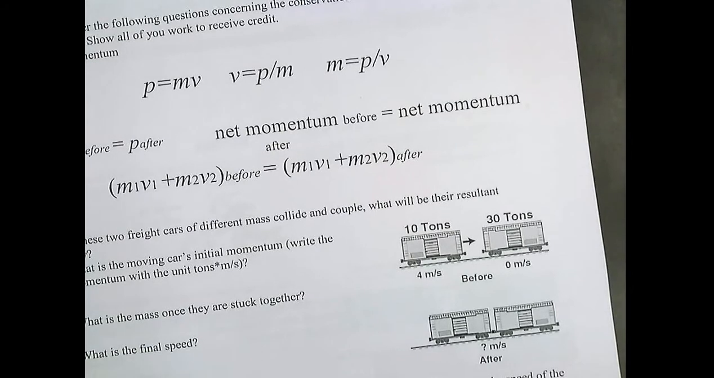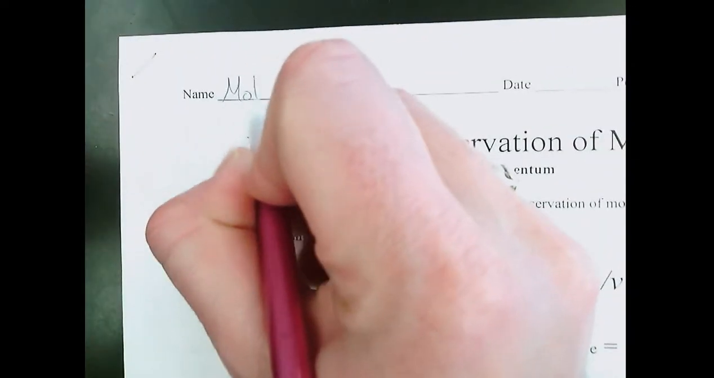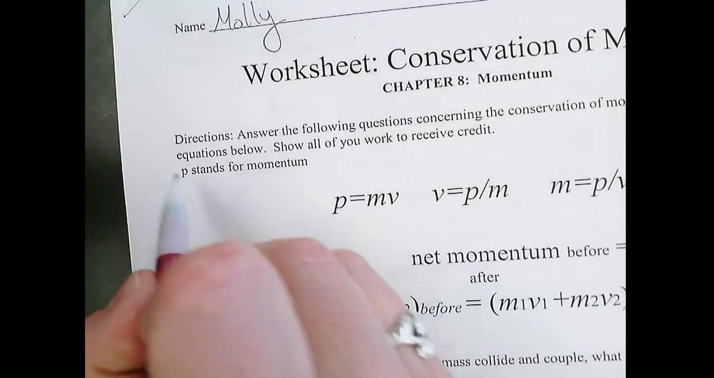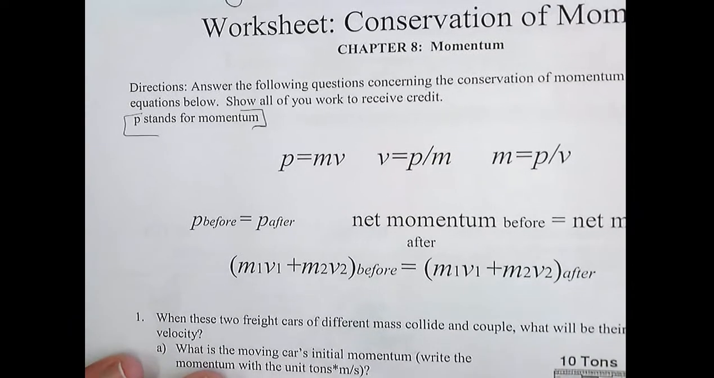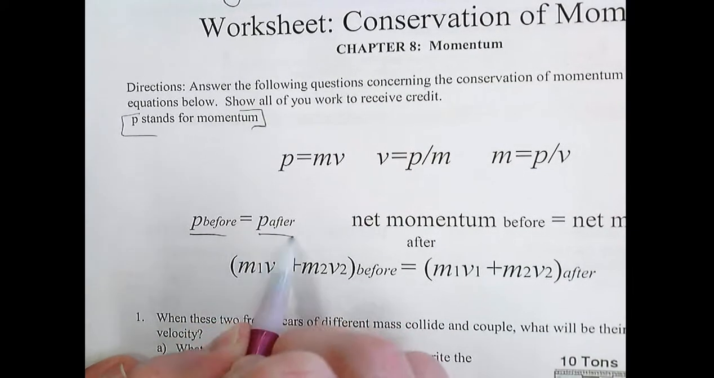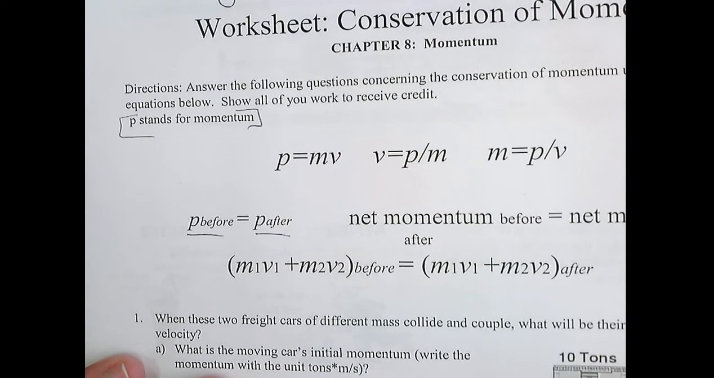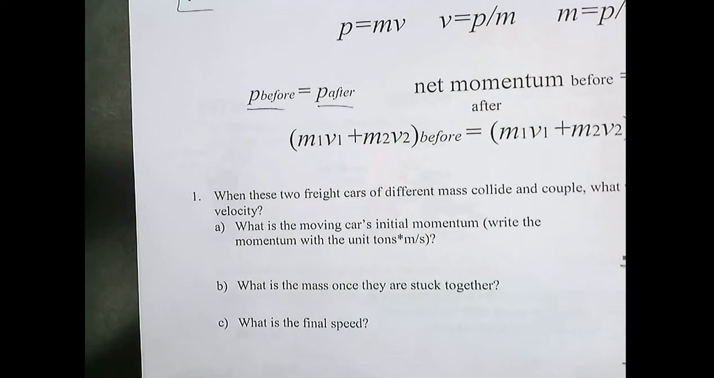All right, so at this point, make sure your name is on this worksheet. This is one of your assessment list items. And I'm just going to go through some of these ideas with you right now. The key here is, remember that P stands for momentum. Momentum before and momentum after have to stay the same. That's going to be the biggest thing. If you can remember that, you're going to be on the right track.